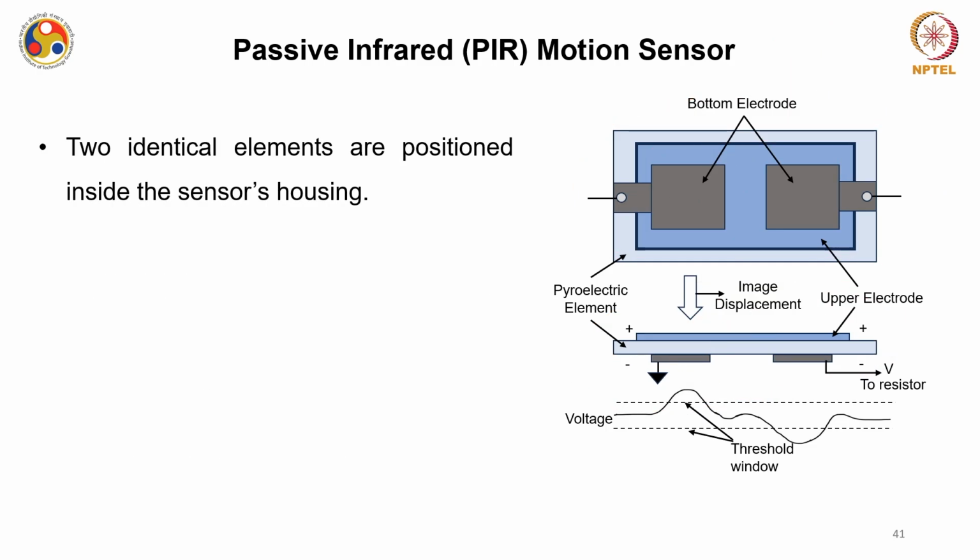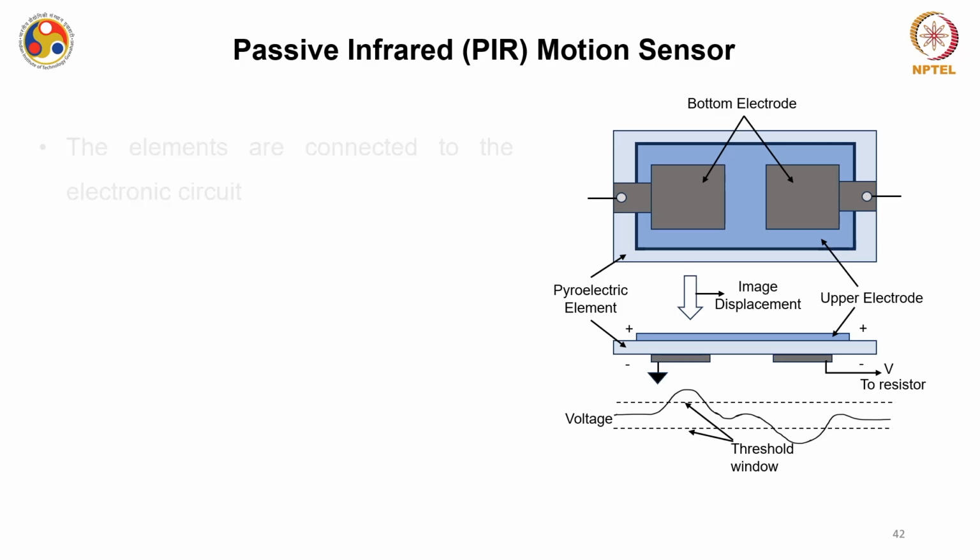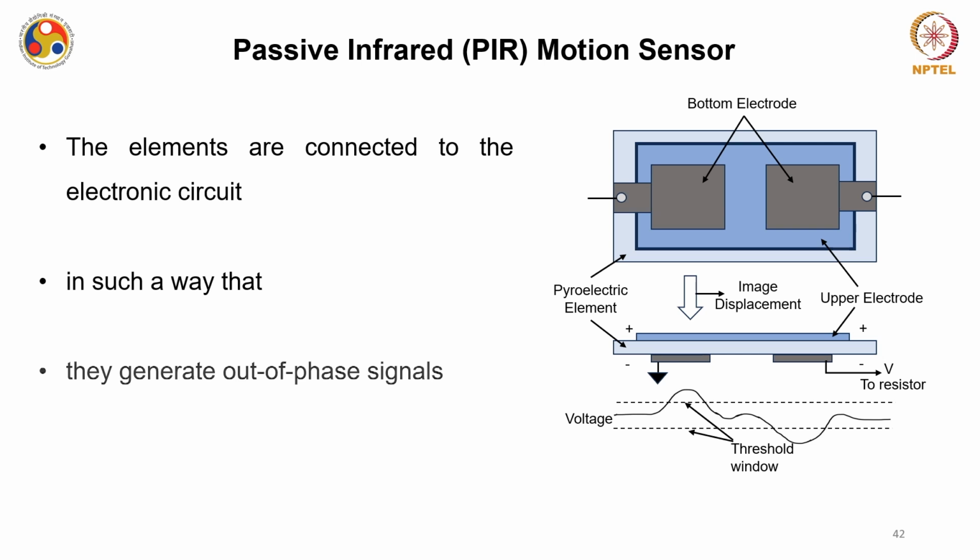Now, these are identical elements positioned inside the sensor's housing, and they are connected to an electronic circuit. We will see what kind of circuit it is. The circuit is such that it generates out of phase signals when exposed to identical in-phase inputs. So if the inputs at these two elements are in the same phase, the output generated will be out of phase, and they can cancel each other.